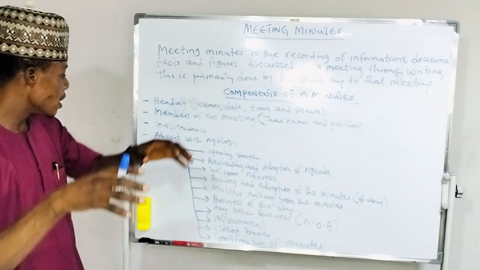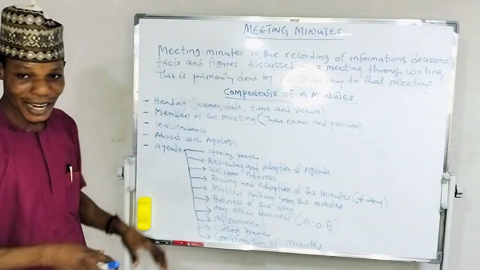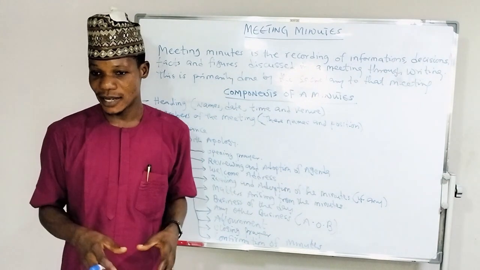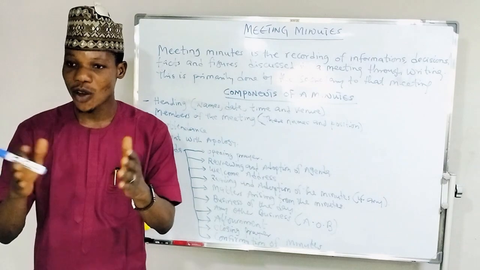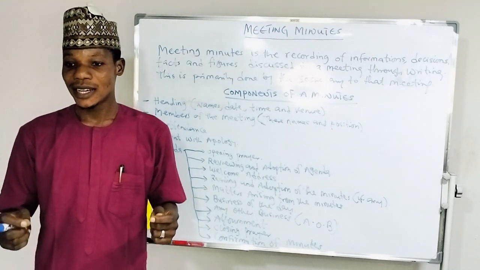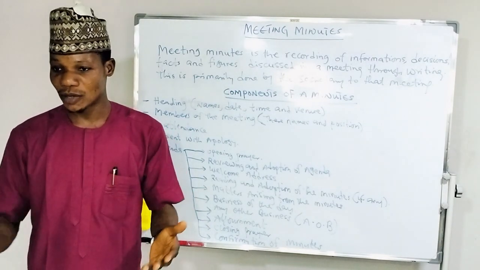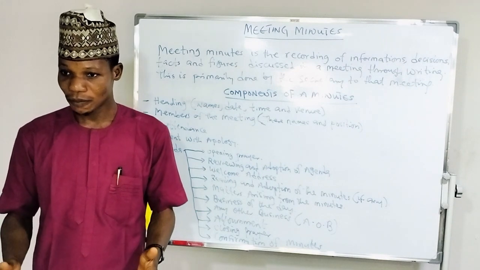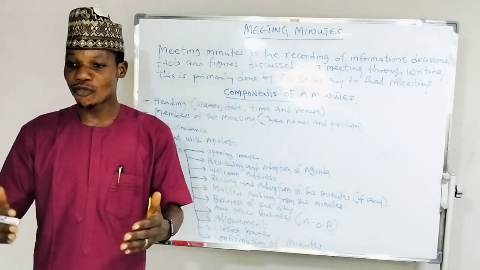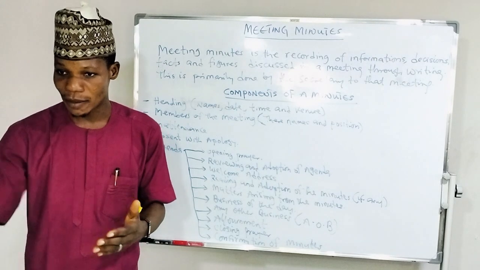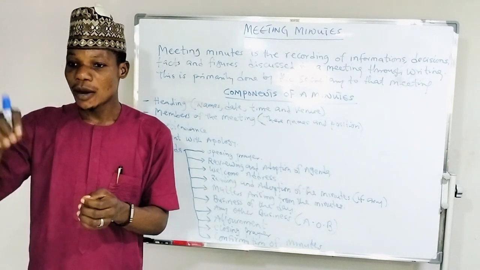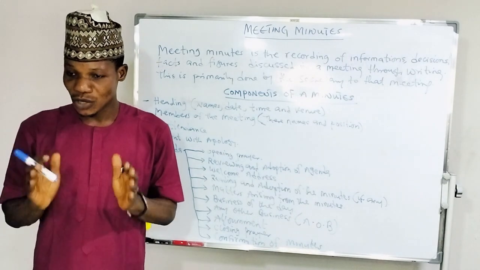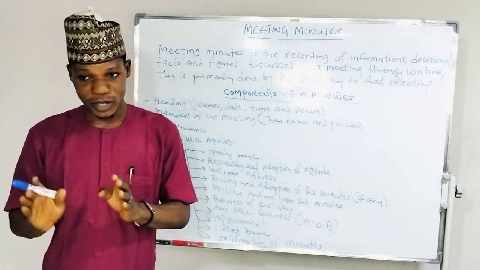Now, the main issue is what we call agenda. In every meeting, as a secretary, you have to prepare your agenda. Agenda is a list of items to be discussed in a meeting. It will help you for effective management of time. That is the role which agenda plays in a meeting. That is to say that as a secretary, you have to prepare agenda before the meeting.